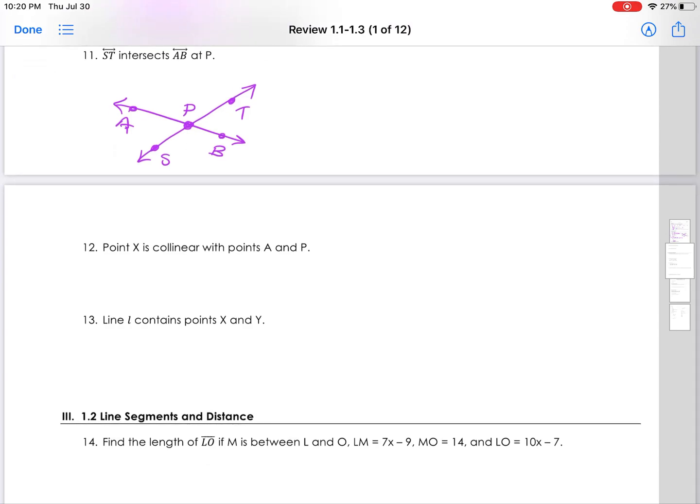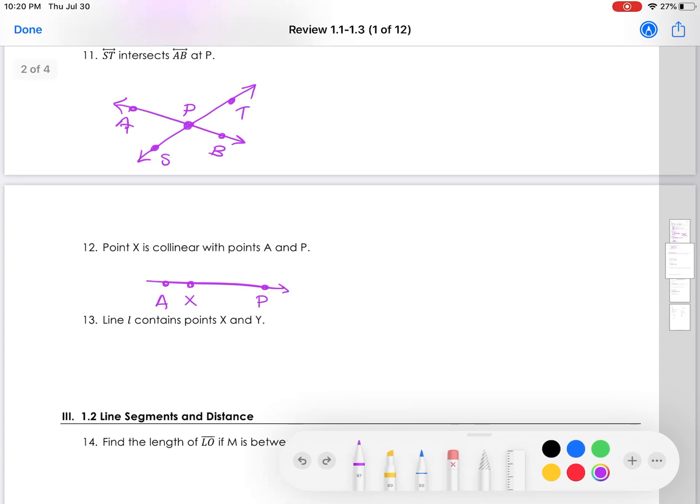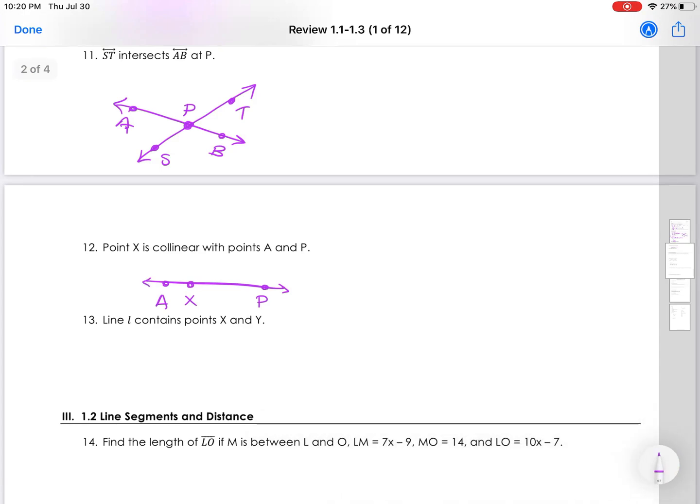All right, the next one we're going to draw is that point X is collinear with points A and P. So that means all of them are on a line. We could have A, X, and then P. We could have, whoops, that's not really lined up. We could have AP and then the X. They just all have to be in the same line. Line L contains points X and Y. So I just need a line. We're going to call it L, so cursive. And then point X and point Y have to be on it.